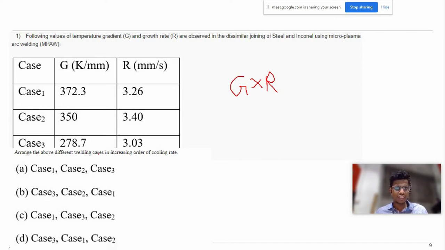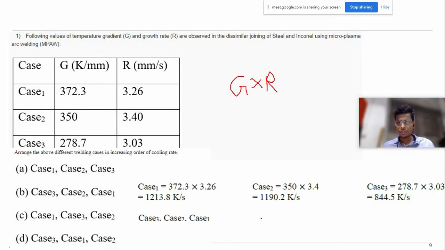If you multiply G into R for case 1, case 2, case 3, you will be getting values like 372.3 to 3.26. One more thing: it is not in SI units, both are given in mm. The mm and mm cancel, so ultimately we'll get Kelvin per second.